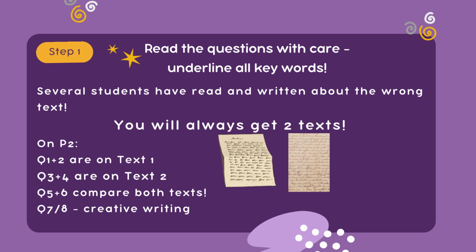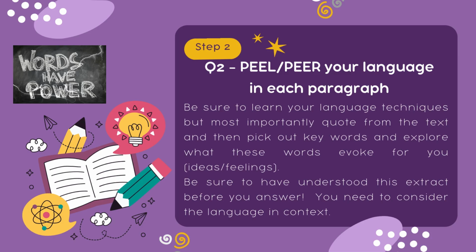So remember that on paper 2 on Edexcel 2.0, you will always get 2 texts. On paper 2, questions 1 and 2 are usually on text 1, and 3 and 4 on text 2. Questions 5 and 6 compare both texts, and if we don't do that comparison, we're not going to get the marks. And question 7/8 is a choice in your creative writing. That's section B. Some students even forget to do section B, but you know that's there, and it's about timing.